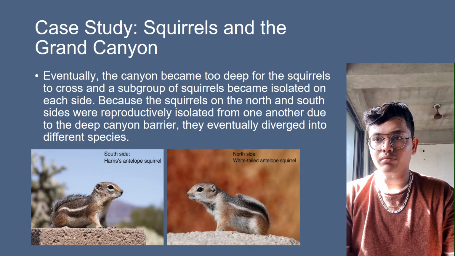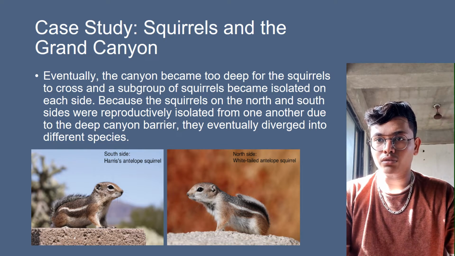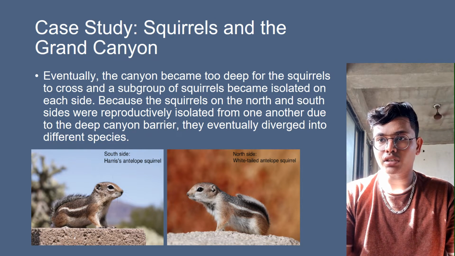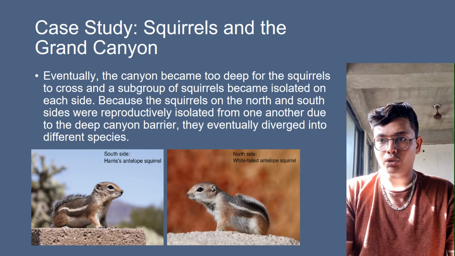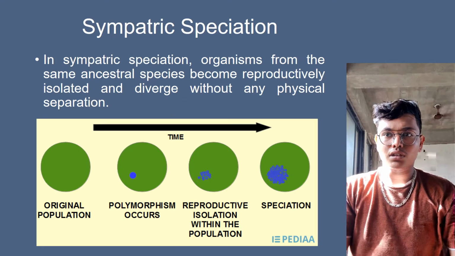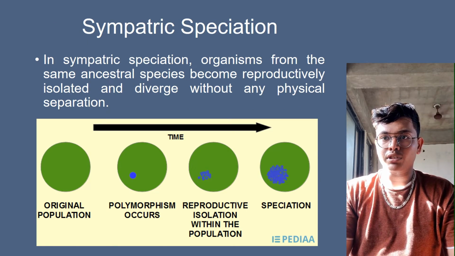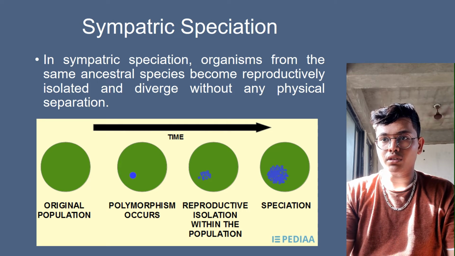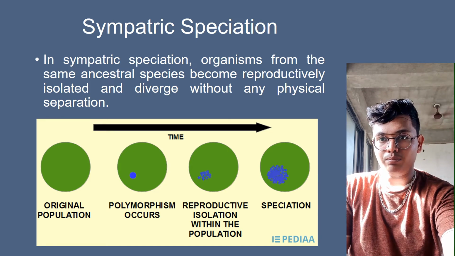Eventually, the canyon became too deep for the squirrels to cross, and a subgroup of squirrels became isolated on each side. Because the squirrels on the north and south sides were reproductively isolated from one another due to the deep canyon barrier, they eventually diverged into different species. Sympatric speciation. In sympatric speciation, organisms from the same ancestral species become reproductively isolated and diverge without any physical separation.